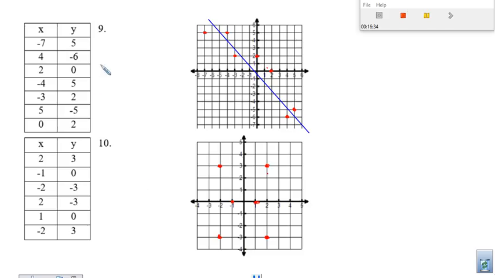Number 9 is the same thing. You need to plot your points from your table, which I've already done. I've already drawn my line of best fit, which puts an equal amount around my line and about the same distance. The line goes down from left to right, which means that y is decreasing as x gets bigger. We call that a negative correlation.